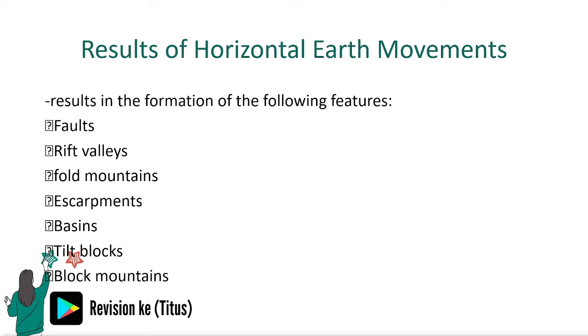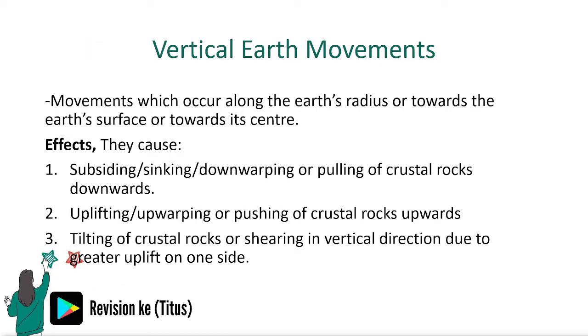Now we're going to look at the vertical earth movements. These are movements which occur along the Earth's radius, towards the Earth's surface or towards its center. They cause sinking, downwarping, or pulling of crustal rocks downwards. They also cause upwarping or pushing of crustal rocks upwards. They cause tilting of crustal rocks or shearing in a vertical direction due to greater uplift on one side.